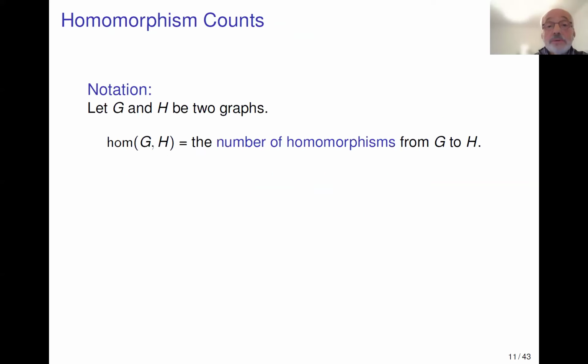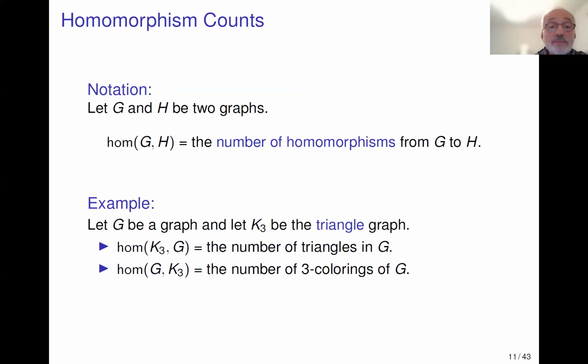Now, this is all background. And now I'm coming to the first notion that appears in the title of the talk. And this is the notion of homomorphism counts. So this is very important notation. If I have two graphs, by lowercase hom, hom(G,H), we mean the number of homomorphisms from G to H. So now we're going to count the homomorphisms from one graph to another. Let's get some feeling about this quantity.